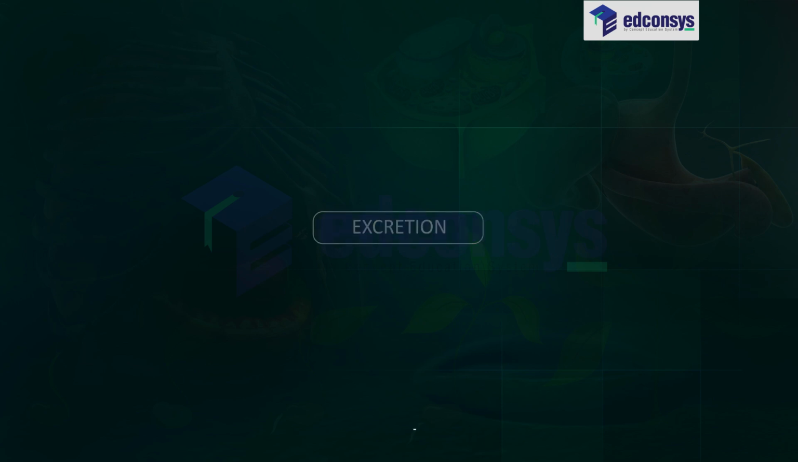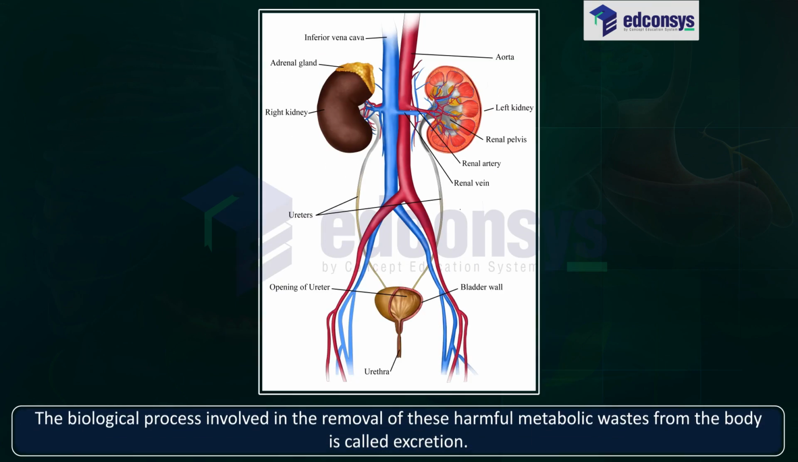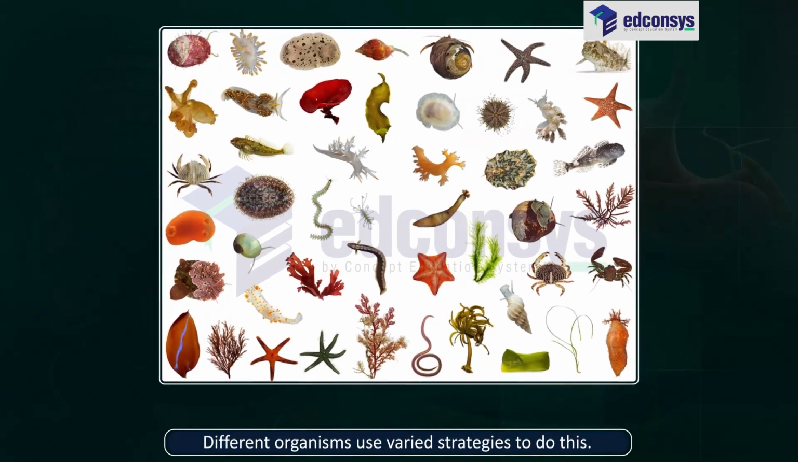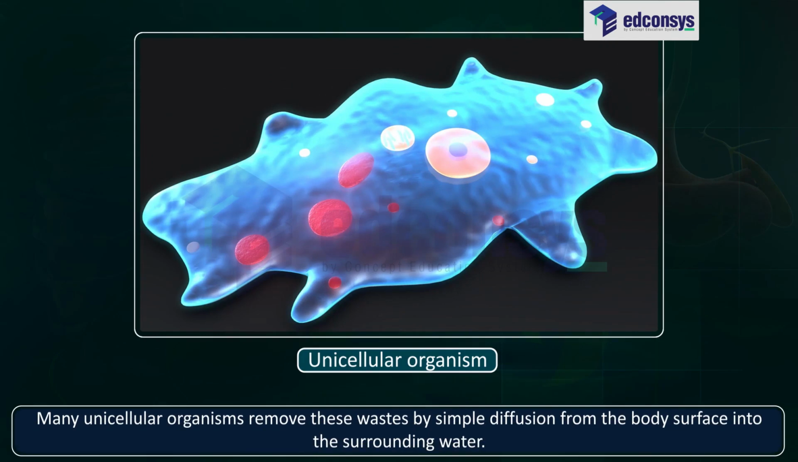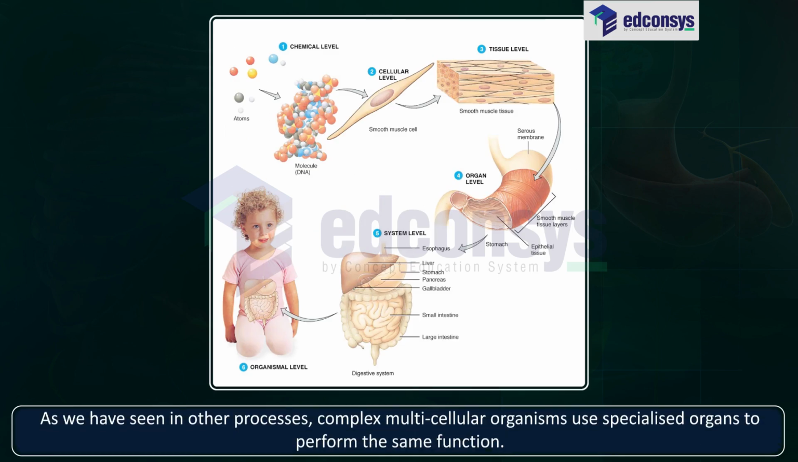Excretion. Other metabolic activities generate nitrogenous materials which need to be removed. The biological process involved in the removal of these harmful metabolic wastes from the body is called excretion. Different organisms use varied strategies to do this. Many unicellular organisms remove these wastes by simple diffusion from the body surface into the surrounding water. As we have seen in other processes, complex multicellular organisms use specialized organs to perform the same function.